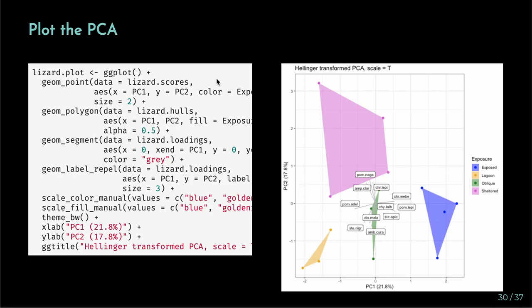It clearly shows that these 4 exposure regimes, the sheltered, the lagoon, the exposed, and the oblique sites, differ in terms of the pomacentrid communities that live there, with the exposed sites being characterized by Chromis weberi and Pomacentrus lepidogenys. Pomacentrus nagasakiensis is characterizing the sheltered sites, and so on and so forth. So that's really nice.